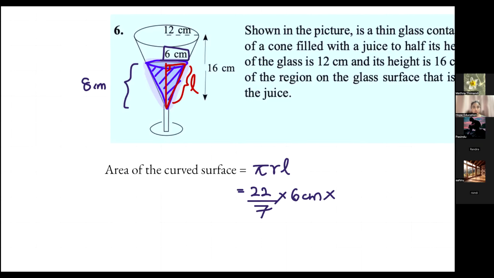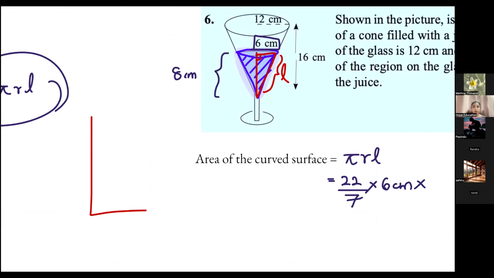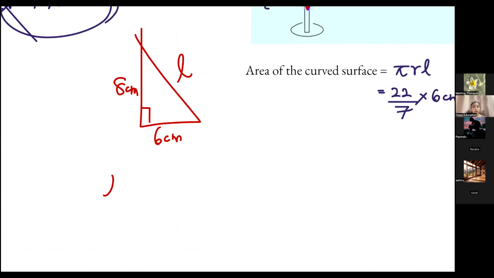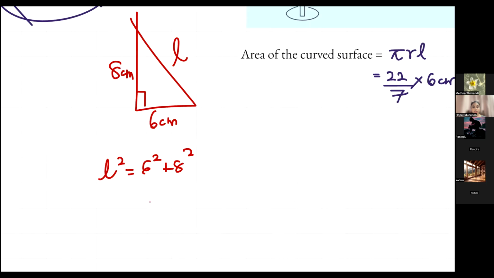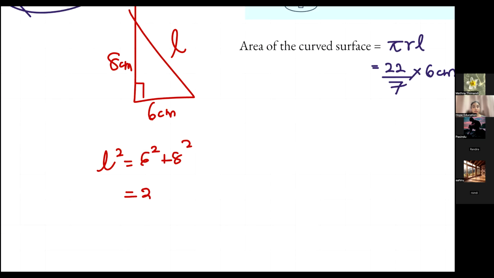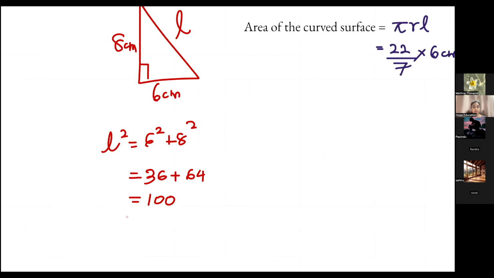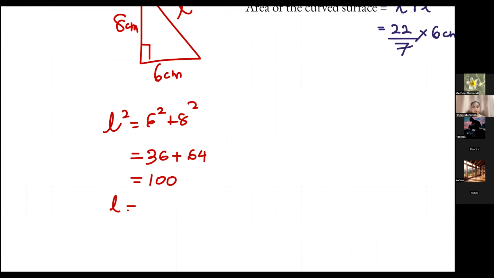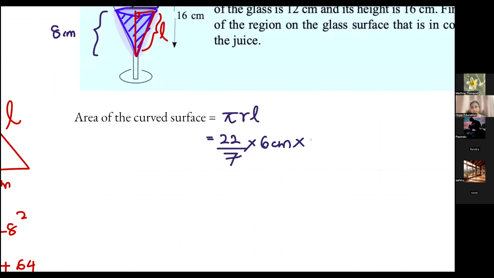I'm going to apply Pythagoras on this side. This side is 8 centimeters. This side is 6 centimeters. This side is L. L squared equals 6 squared plus 8 squared. 6 squared is 36. 8 squared is 64. When you add, it's 100. Then L is the square root of 100. That is 10 centimeters. Now that I know what L is, I can use L as 10 centimeters here.